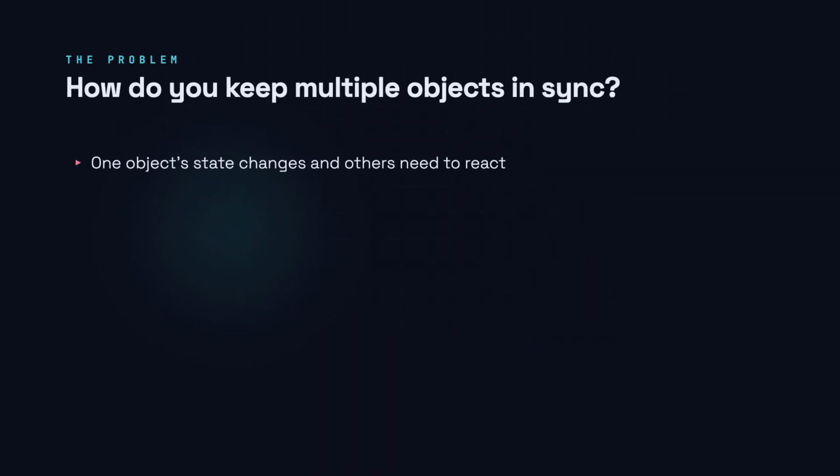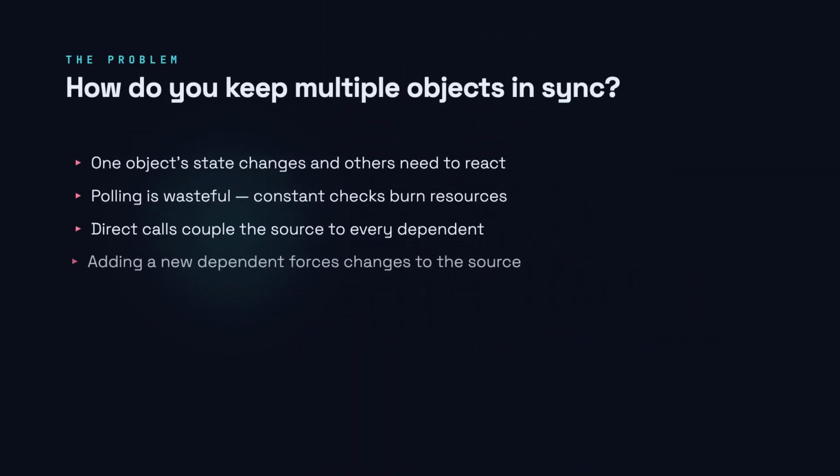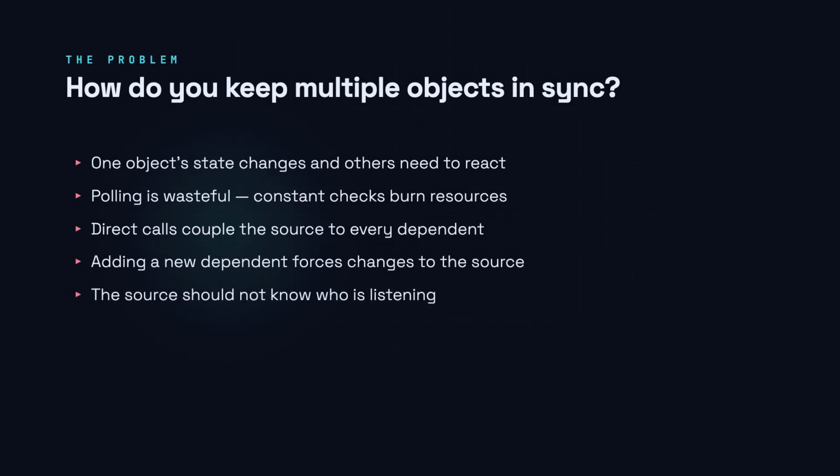Imagine you have a data model, say a stock price, and several parts of your app need to react whenever it changes: a chart, a price label, an alert system. The naive fix is to have the model call each one directly, but that means the model must import and know about every dependent. Every time you add a new consumer, you edit the model. That tight coupling is exactly the pain the observer pattern exists to remove.